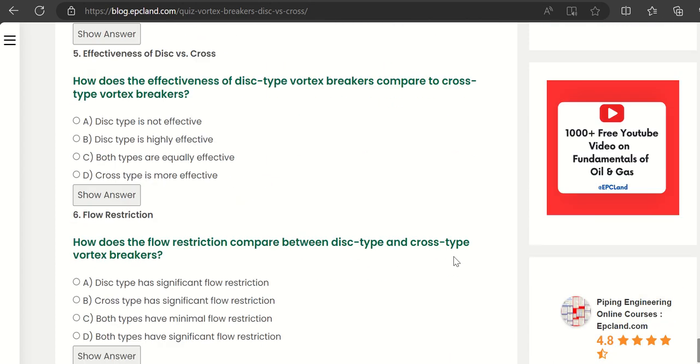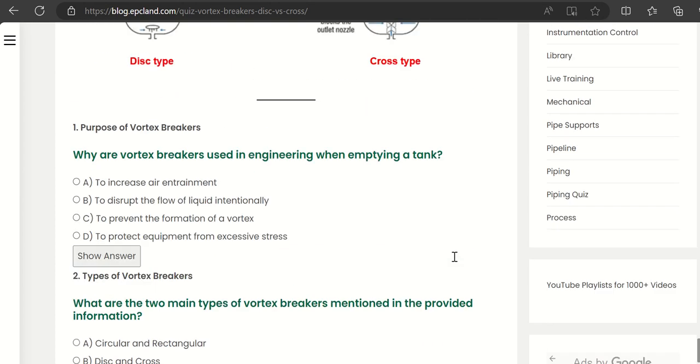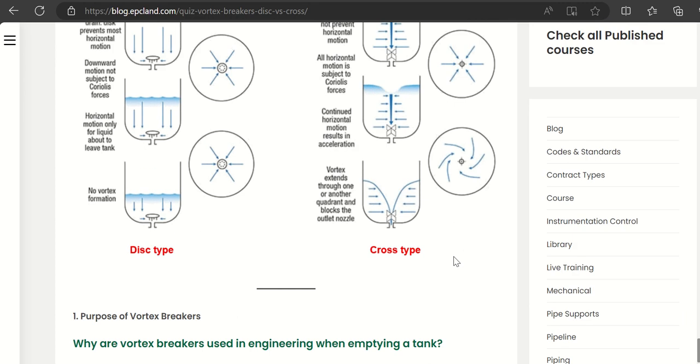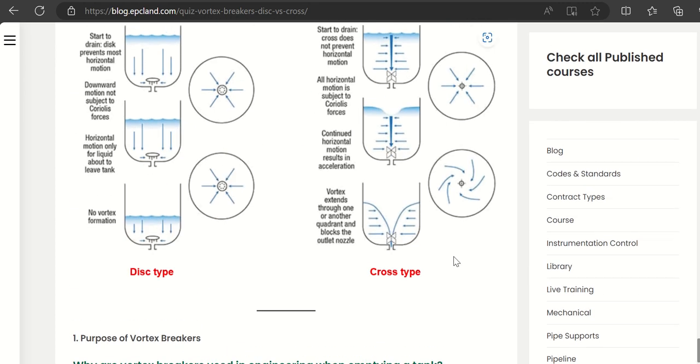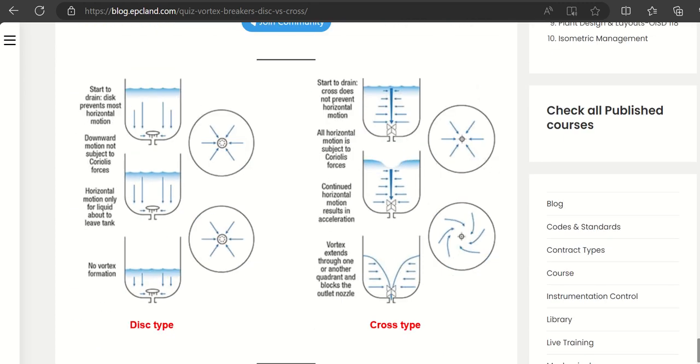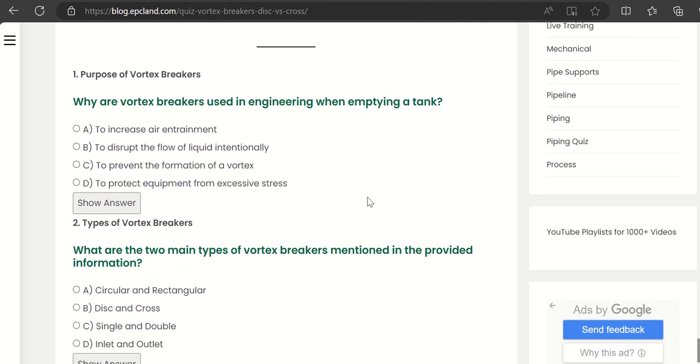In this part we are going to cover the quiz section, which is there after this, just below this image. This image is representing the disk type and cross type vortex breakers. So now let us start with the quiz. First section is talking about the purpose. Why are vortex breakers used in engineering when emptying a tank?